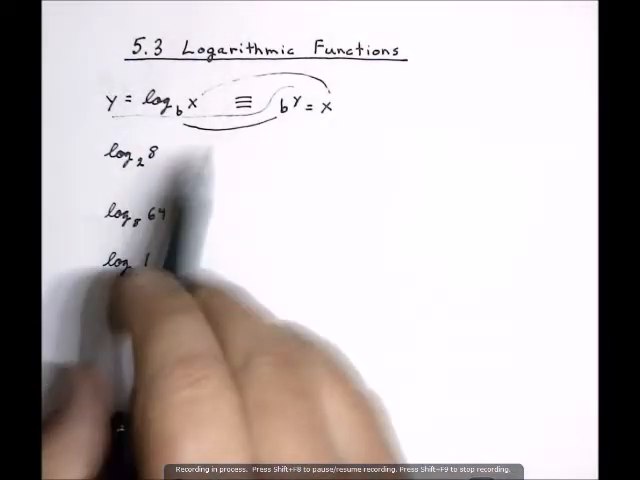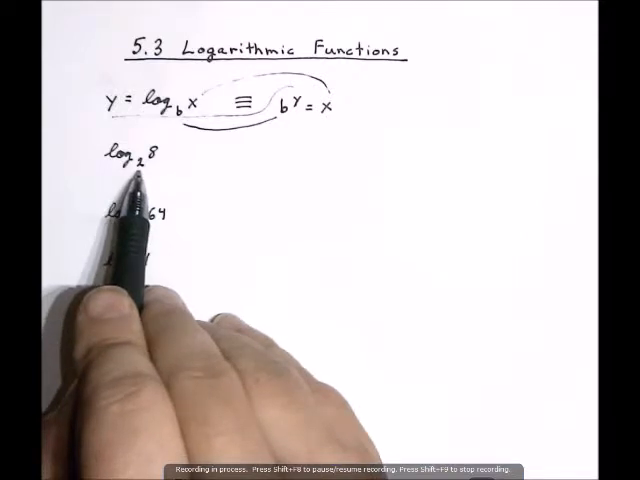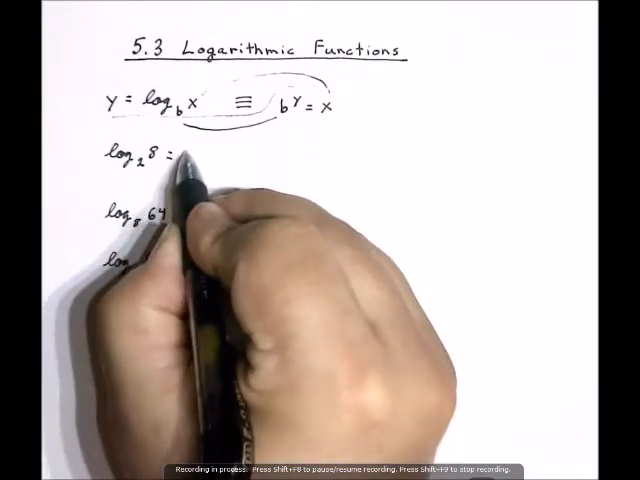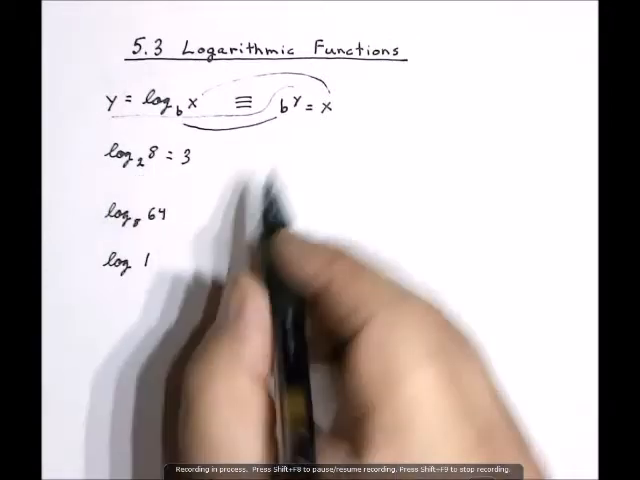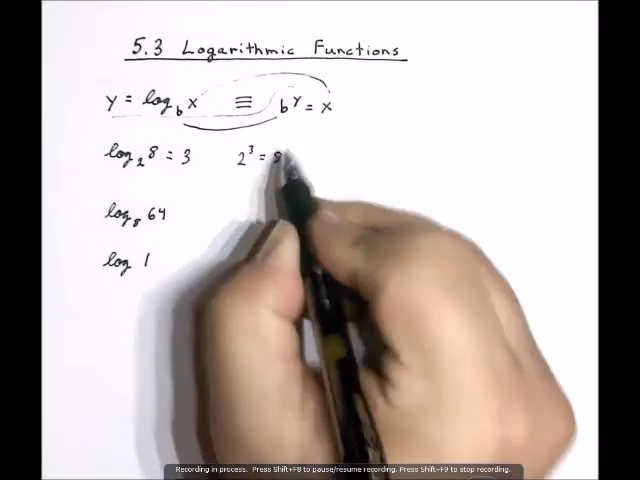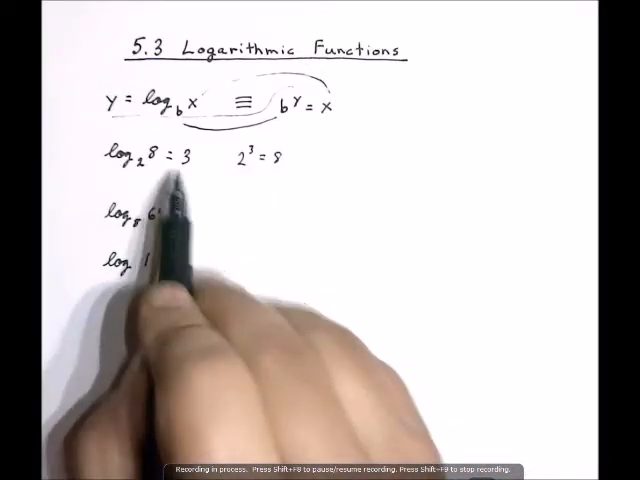So when you see something like this, what we're basically asking you is what power do you need to raise 2 to in order to make it 8? And the answer is just 3. Or if you wanted to write that in exponential form, 2 to the third equals 8. These both say the same thing, just in different forms.